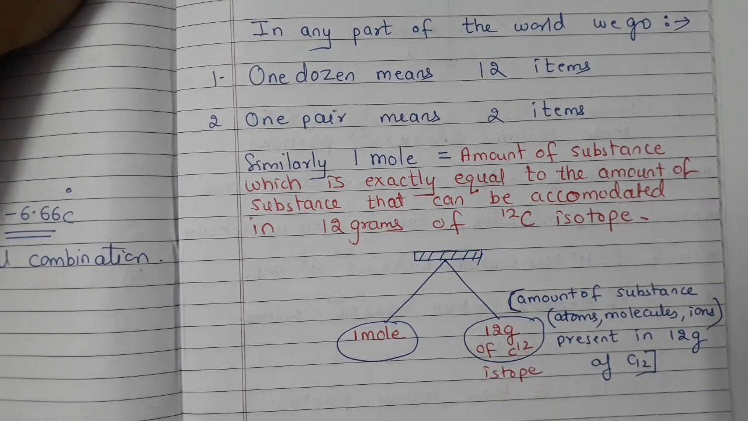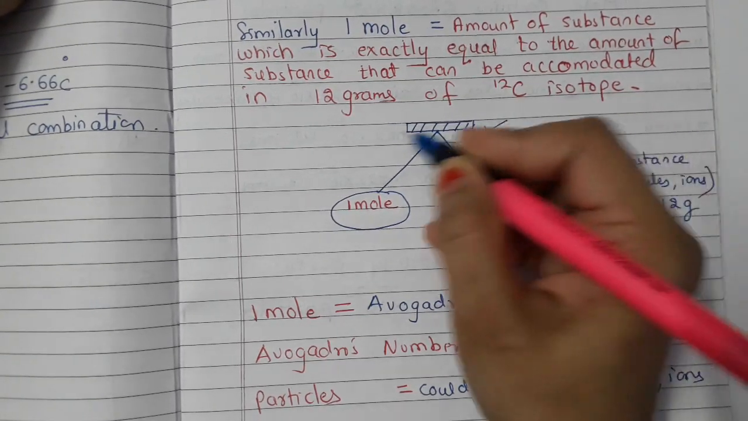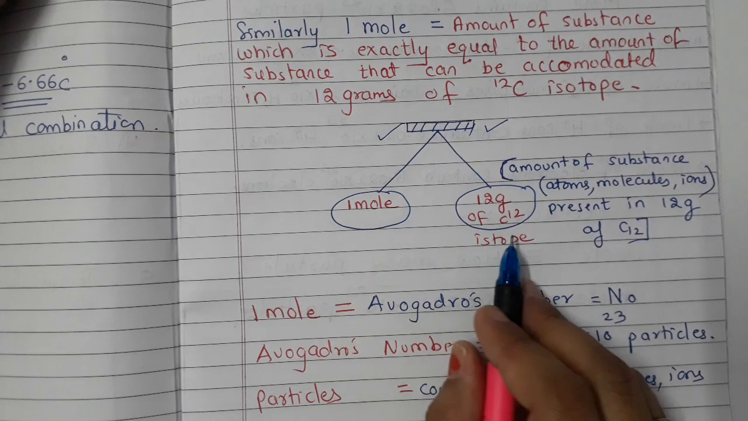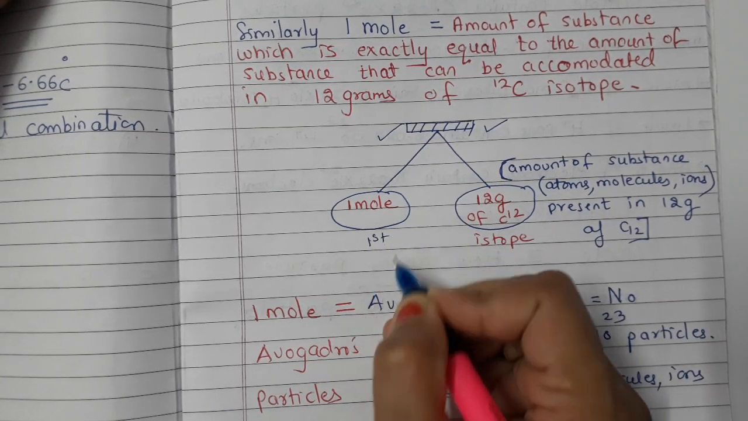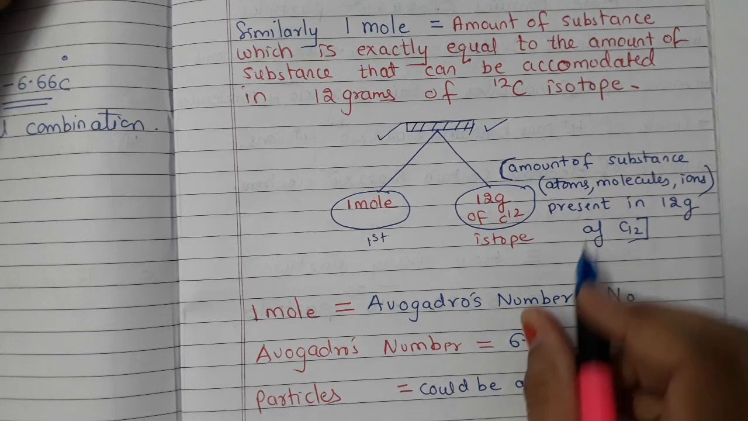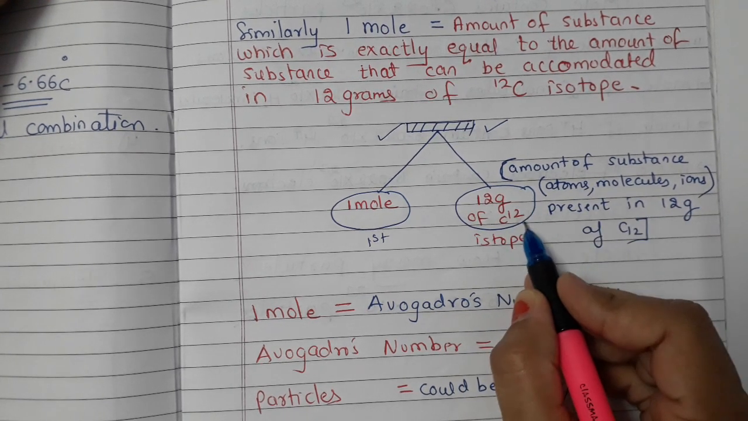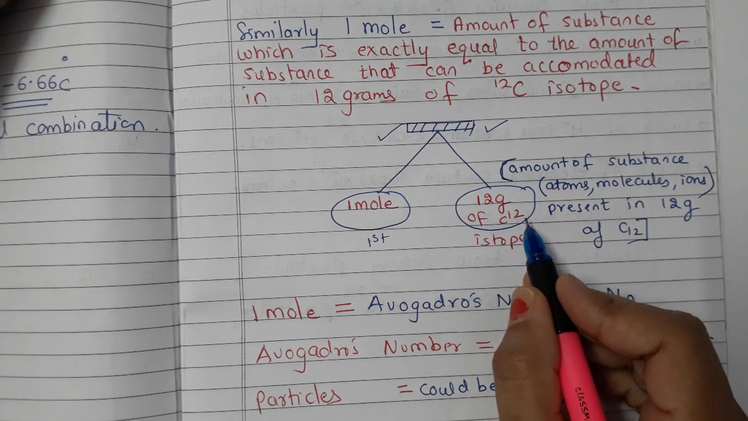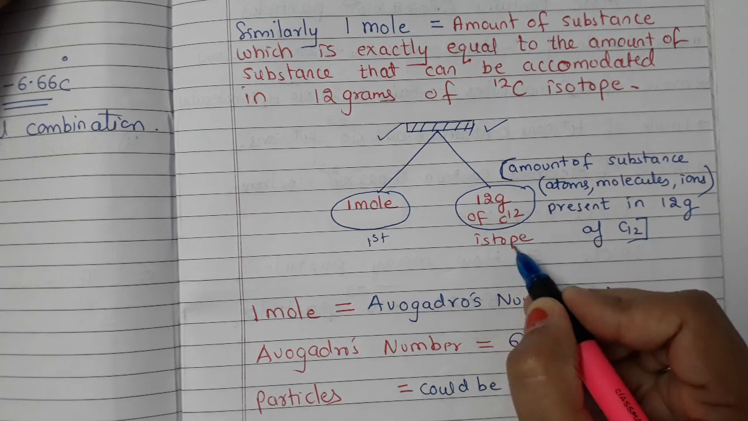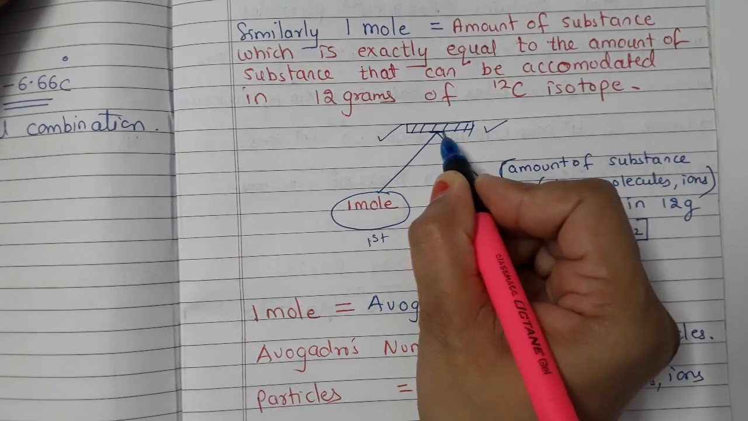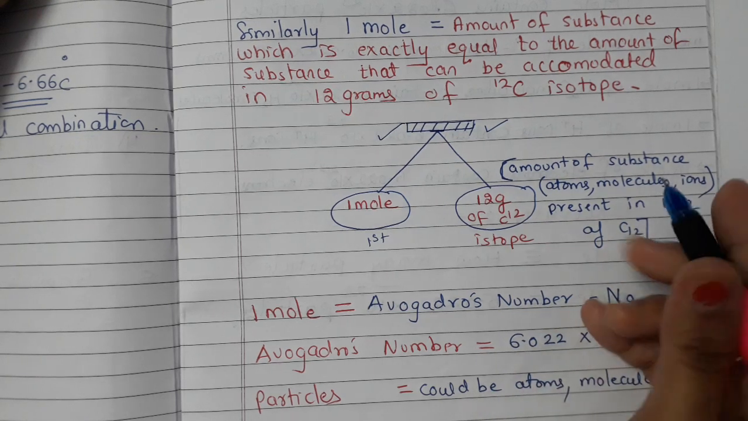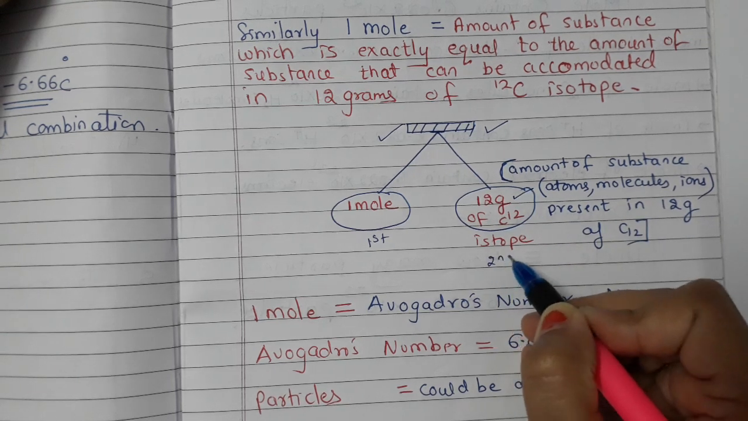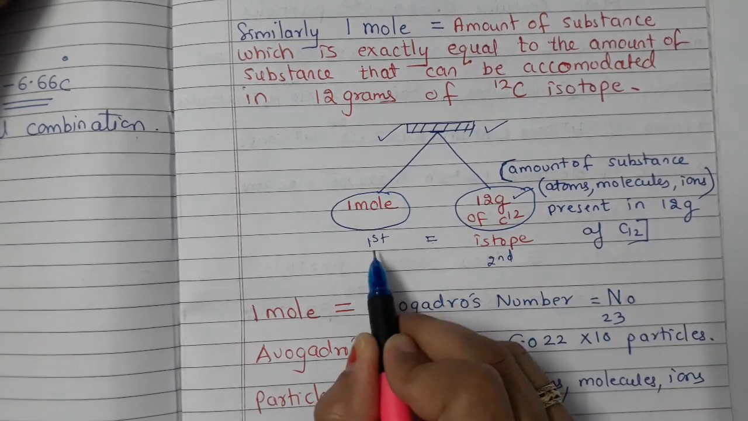What do I mean by this? I have explained this with the help of a diagrammatic representation. Suppose we have a balance with 2 pans. In the first pan I have put 1 mole of a particular substance. In the second pan I am adding some grams of carbon 12. It is observed that when I finish adding 12 grams of carbon 12 isotope, both the pans are in equal position. It means that the amount of substance in the second pan is equal to the amount of substance present in the first pan.